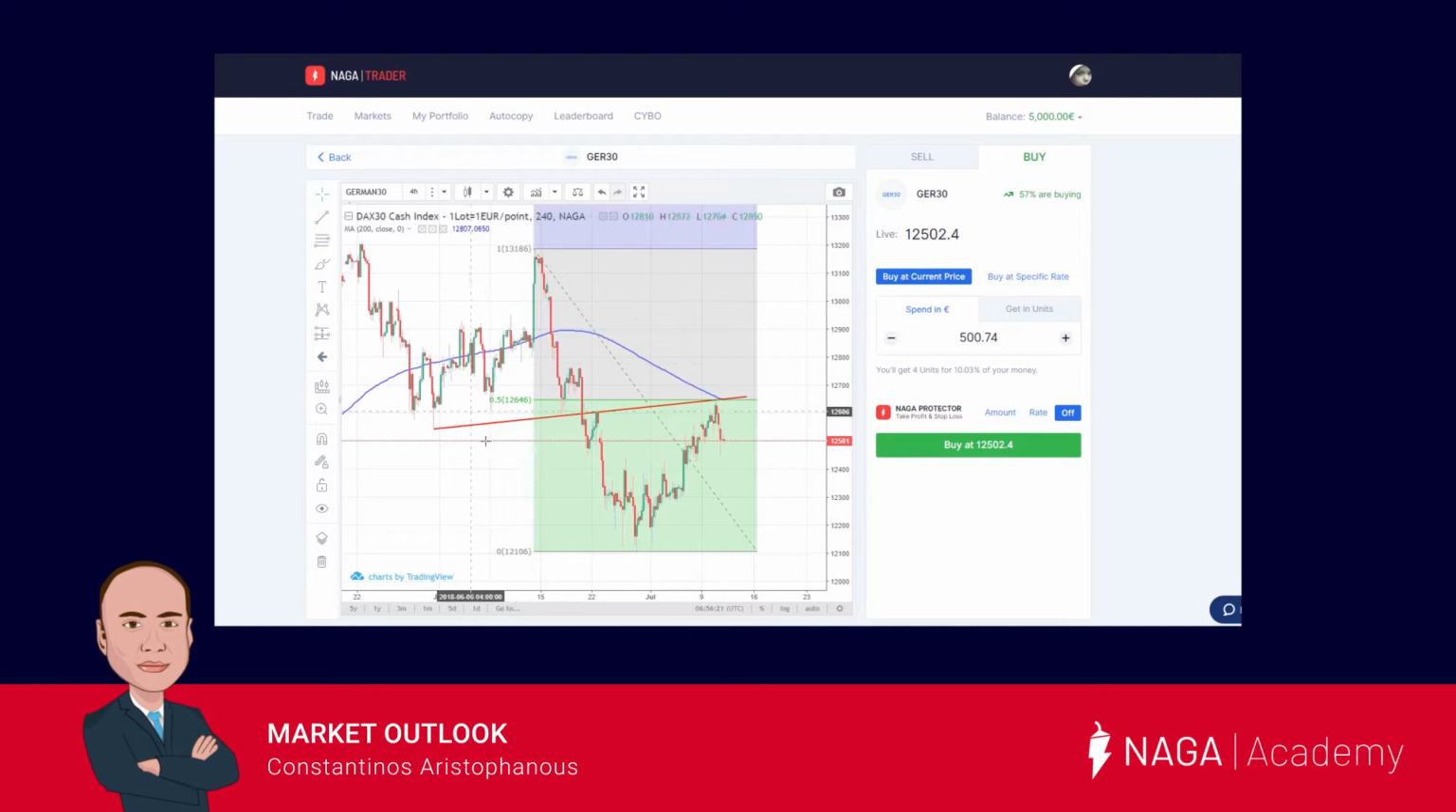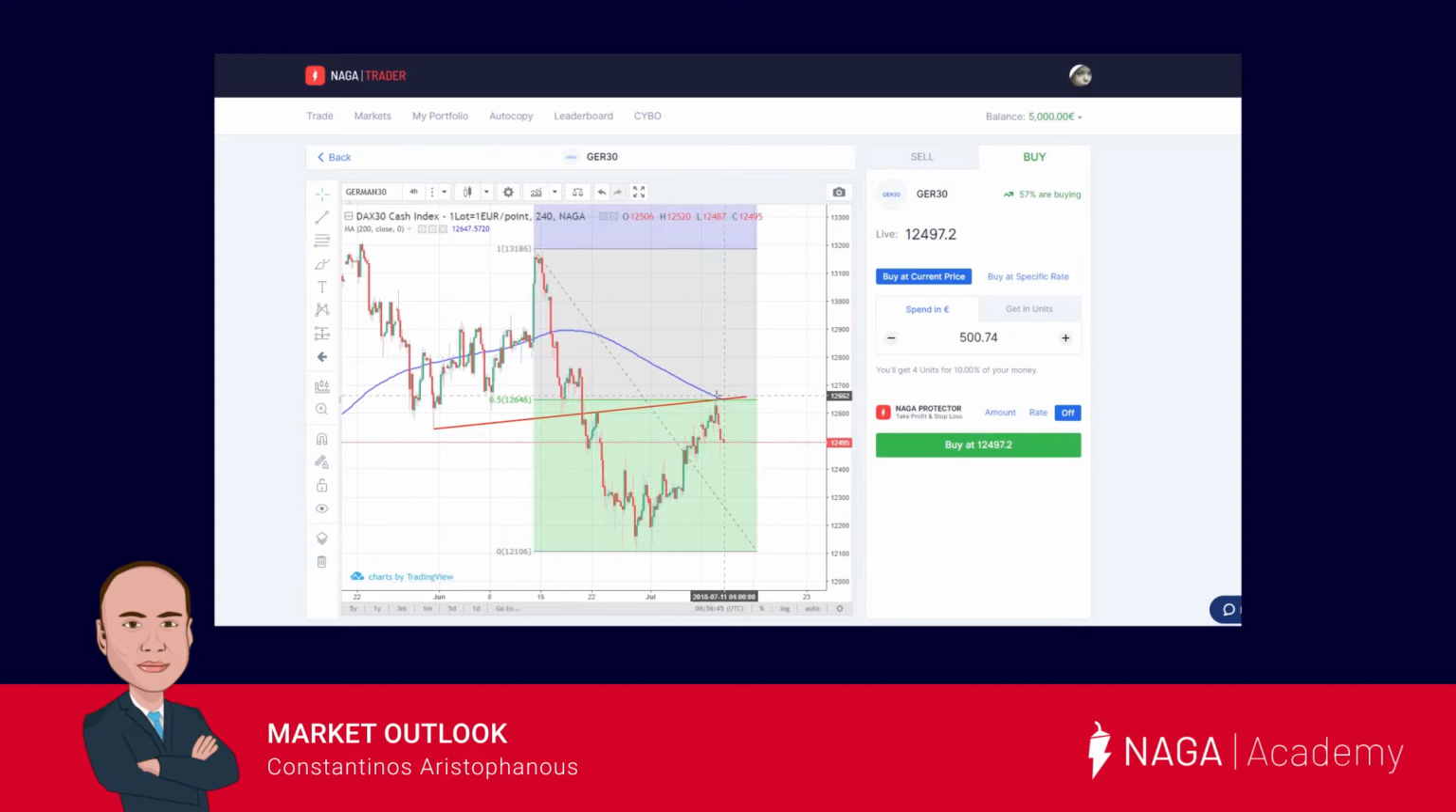As we can observe on the DAX 4-hour chart, we can see a break of an uptrend trend line. Price has continued its downward movement only to make a bottom at the 12,100 price area. Since then, price has corrected to the upside and has found resistance on the 12,640 price level.